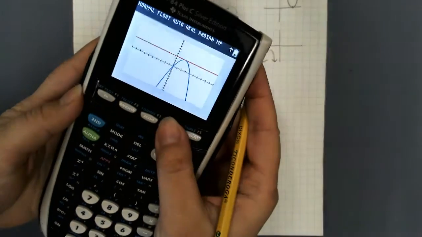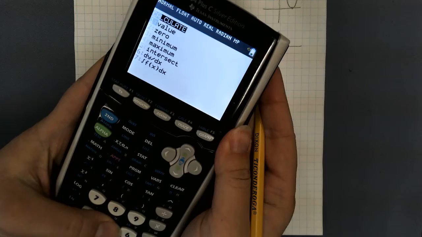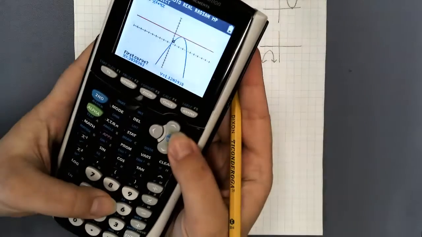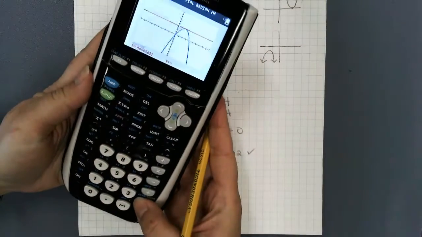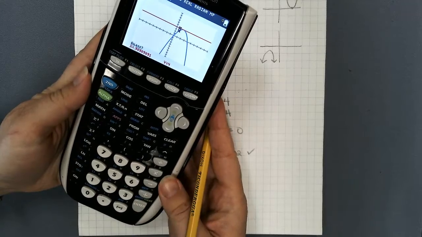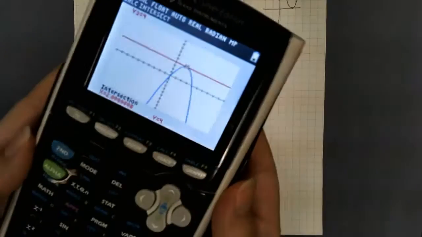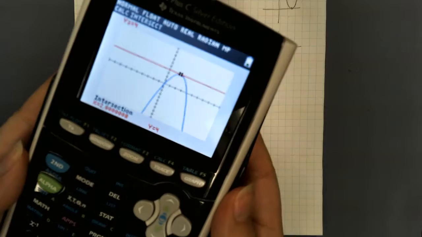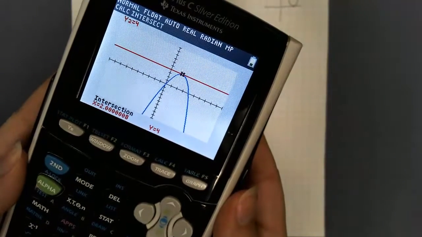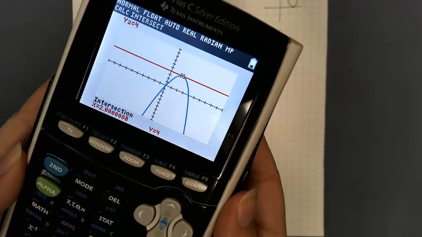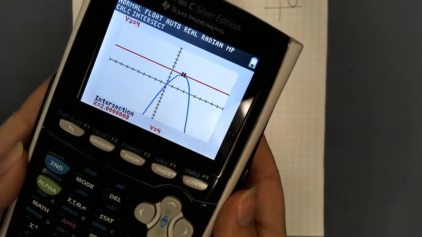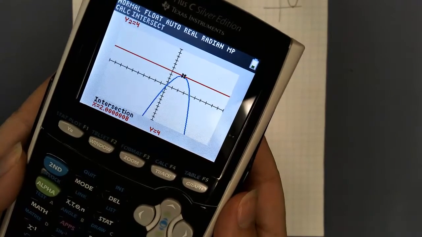So we hit second, calculate, option number 5, because we're looking for our intersection point. First curve, second curve, and then hit enter. And it says 2, 4. So you can see that my solution is still x equals 2, even though my y value has changed because I have removed that constant from my original equation.